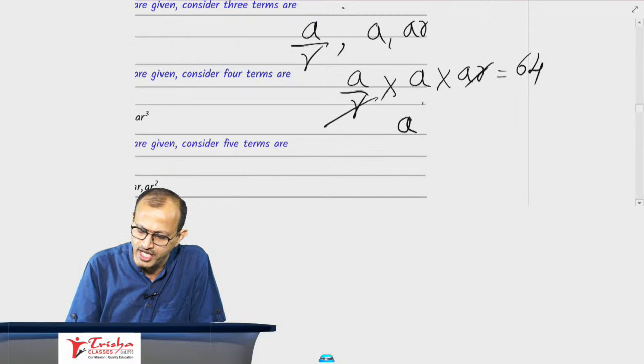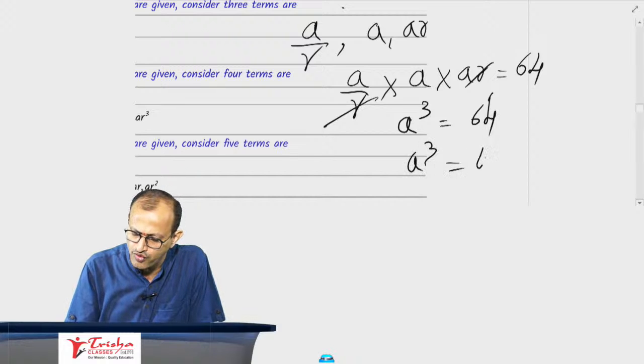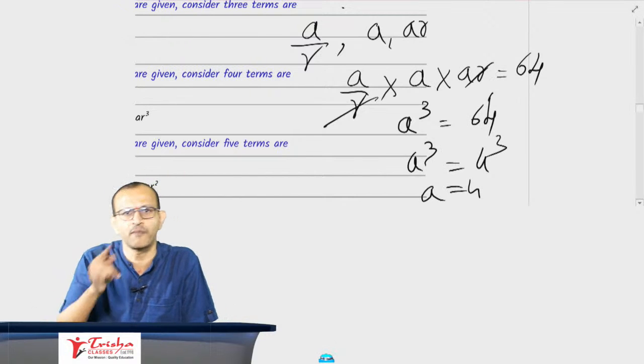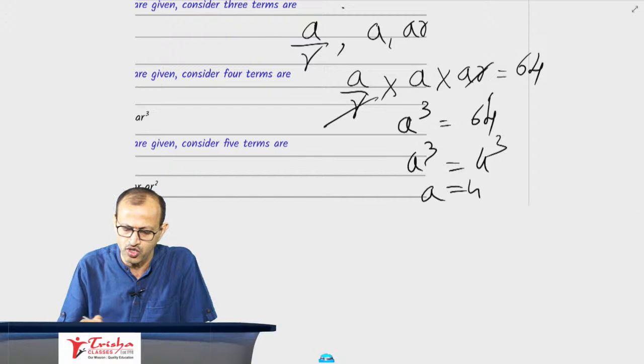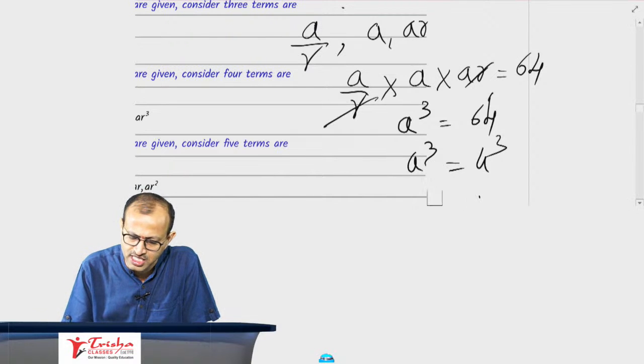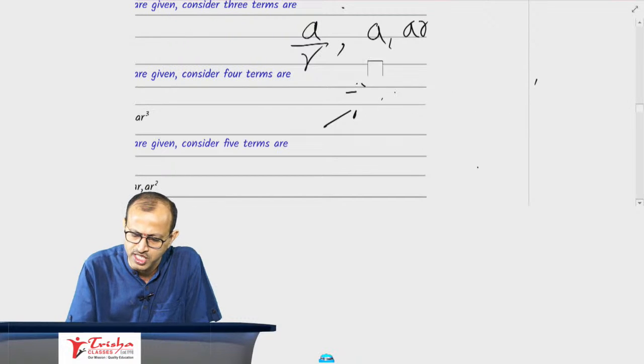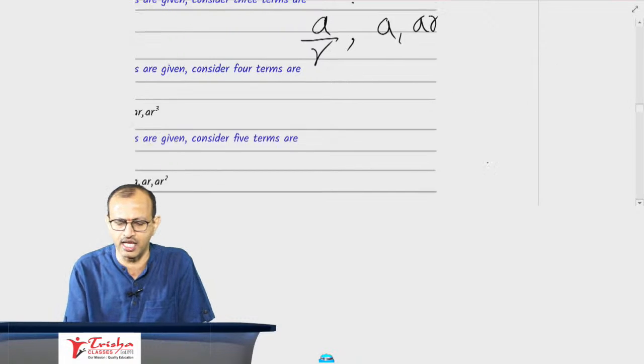A into A into A is A cube, equal to 64. A cube is equal to 4 cube. A is equal to 4. Like that you used to do with the sum and get the answer. Now I am taking the product and you have to work it out. So, for 3 numbers in GP, when sum and product are given, the best way to approach is A by R, A, AR.